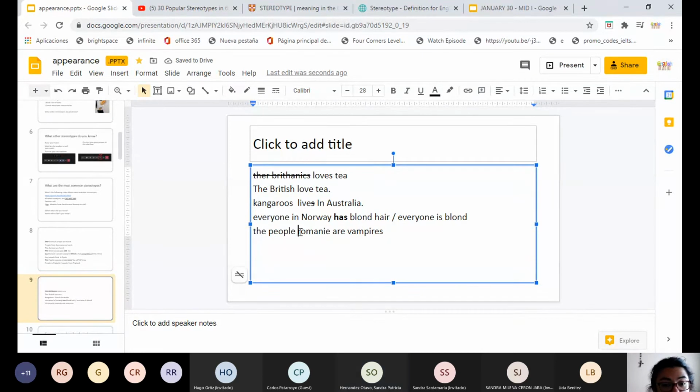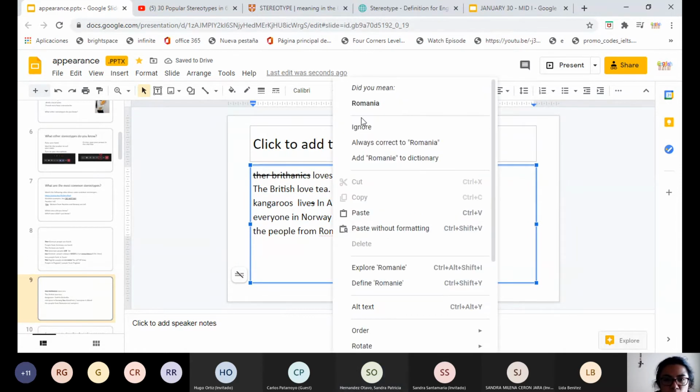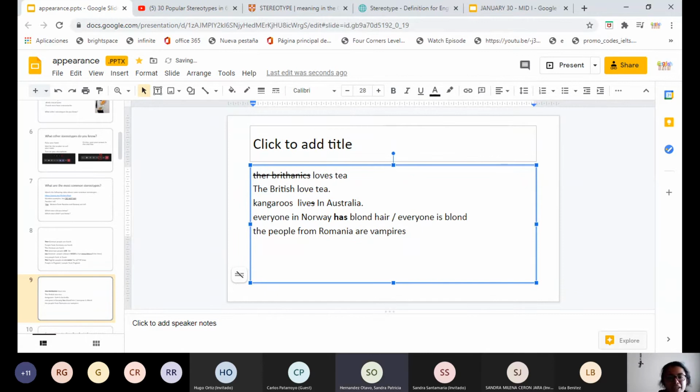So people from Romania, right? No Romani. Roman? See, yeah, but no Romani. Look, we have, oh God, Romania. Yes, people from Romania are vampires. Okay, Sandra. Okay, teacher. All right, and Russians. So remember, Sandra Santamaria. Russians love, no loves. Russians because it's plural. Love vodka. There is no traffic in Egypt to go to work.